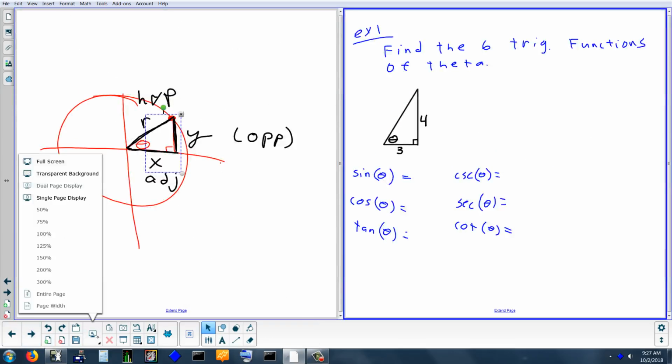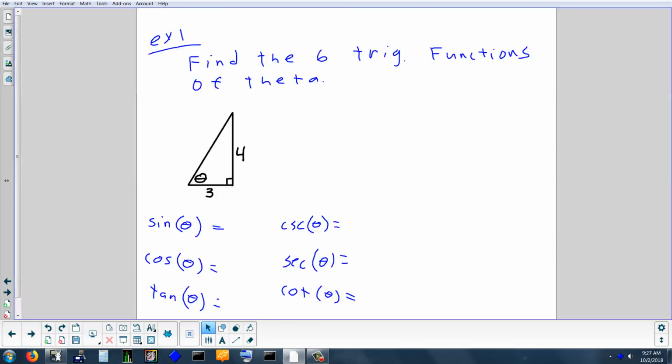Alright. So let's practice a problem where they give you a triangle and they want you to find all 6 trig functions. Now, before we start, there's something we should do. We could do some of these right now, but we're missing something. What are we missing that we're going to need in at least 4 out of 6 of the problems on the board? Yeah? Hypotenuse. We're missing the hypotenuse. So, how can we figure it out before we start? Yeah, we can use the Pythagorean theorem.